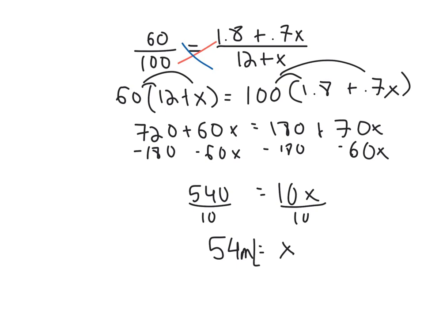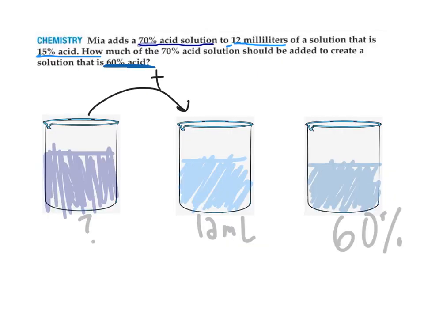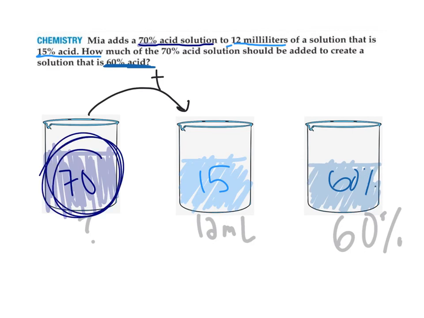Before you move on, just make sure that that makes sense in your head. So if we think back to our problem, we started with a 70% solution. We were adding it to a 15% solution, and we wanted to get a 60% solution. So it should make sense that we want to add a lot more of this so we can get it closer to a 60% if we're starting with a 15%. So 54 milliliters kind of passes the common sense check, and then you can go back into your work and double check and make sure everything fits.